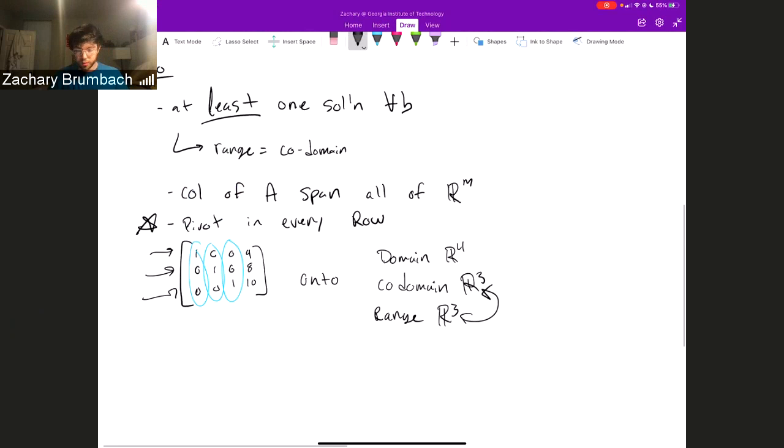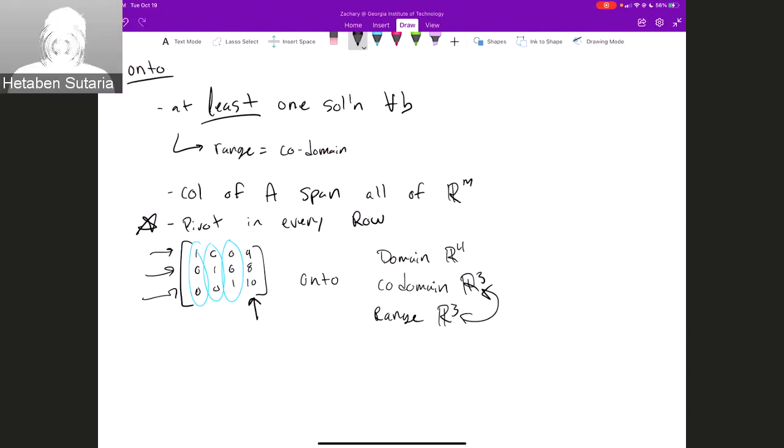If it is onto, then, don't think about the zero way, but in this particular case, this row doesn't have to be here, but since it is, it's not one-to-one, but it is onto. Oh, okay. So if that row was 0, 0, 0, would it still be onto? Yep, it would.